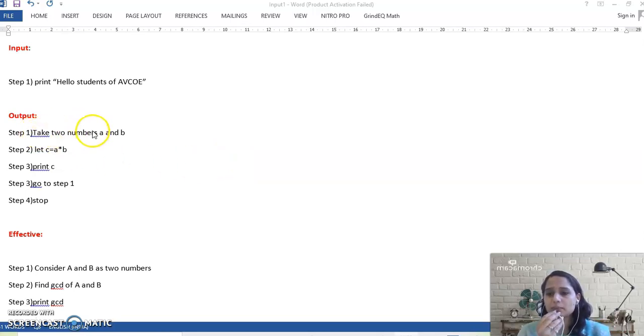So two numbers are accepted as input. The operation that is performed is multiplication. Next, printing the result, and next go to step 1. So what will happen here? After printing the result, we will again go back to step 1. Again two numbers will be accepted, again multiplication will be performed, again the result is printed, again it will go to step 1. So basically in this algorithm there is no termination condition.